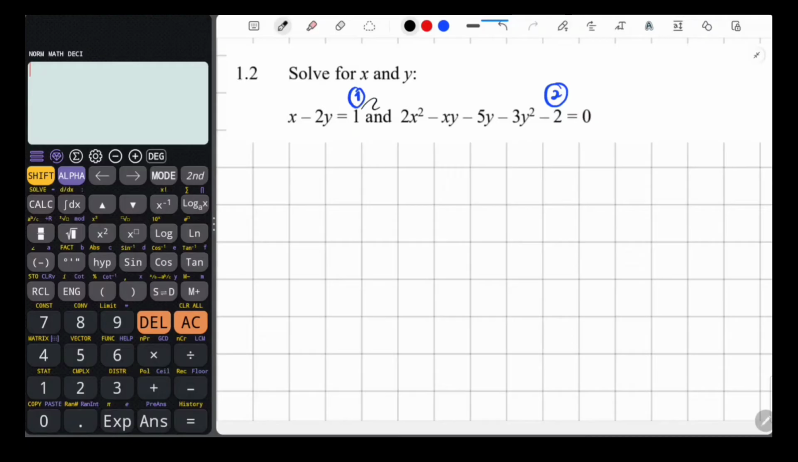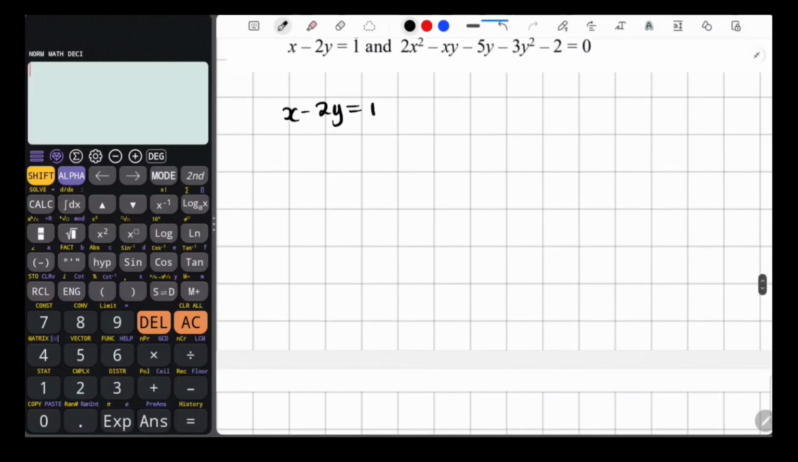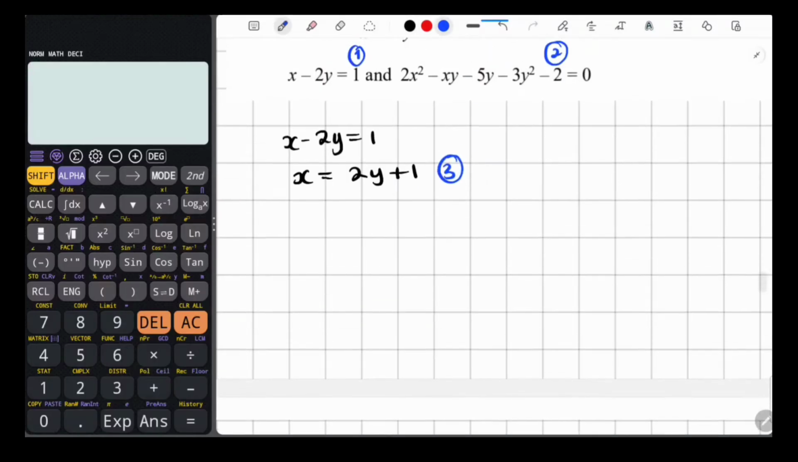So we're going to take equation 1 and form a new equation, equation 3. So we have x minus 2y is equal to 1. And just look for which letter can easily be made the subject. It would be x in this case because it doesn't have a coefficient. So x is equal to, taking the negative 2y over, it becomes a positive 2y. And the 1 is still positive. So now this is your equation 3.